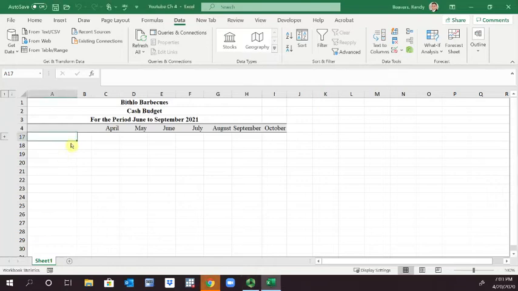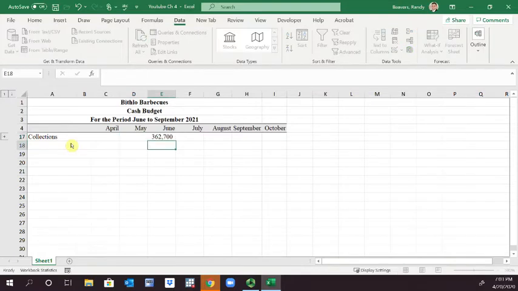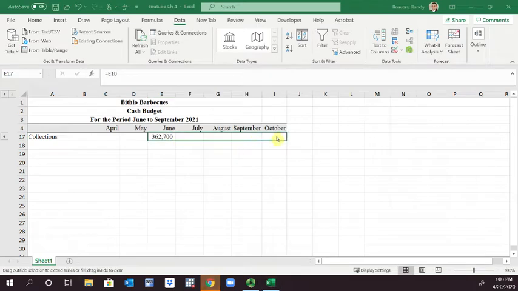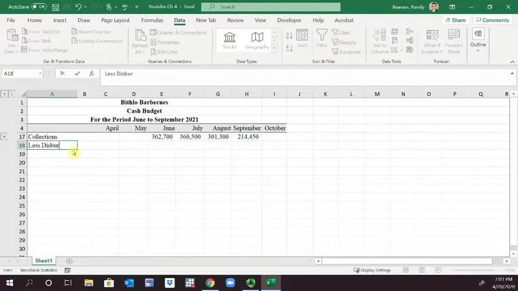All right, so next we're going to talk about all the cash outflows that are going to happen, hypothetical. So we start off with collections that we just finished calculating above. So this will just be equal to E10, and it's going to pull those numbers from above. Okay. Next, we'll have our disbursements. So less disbursements.